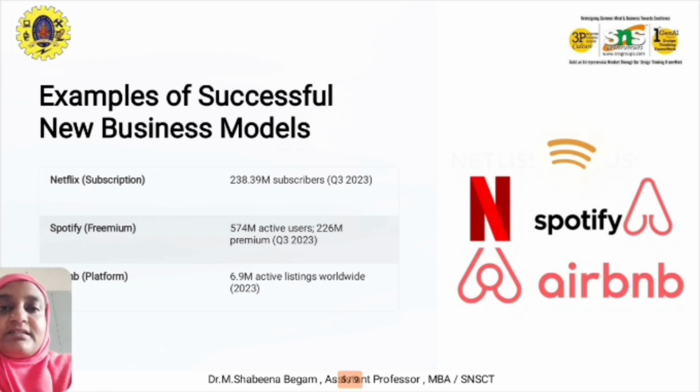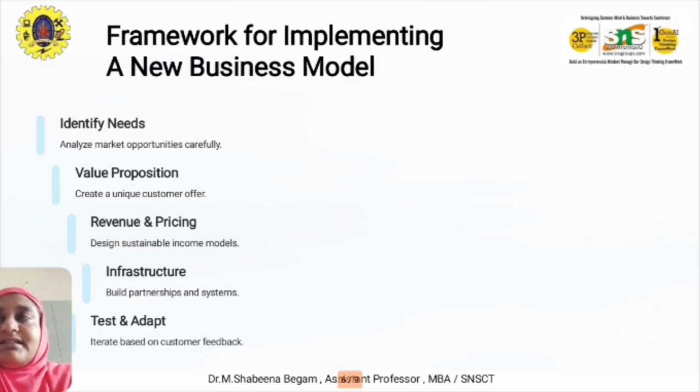For example, you can see successful new business models like Spotify, Airbnb and everything. For Netflix, for subscription they charge around 238.39 and subscribers are around the Q3 category of subscribers. Spotify is freemium, where they give you a free of cost option. It is 574M and active users are 226. When we talk about Airbnb, you can see it has 6.9M active listings worldwide. So these were the examples that we have seen.